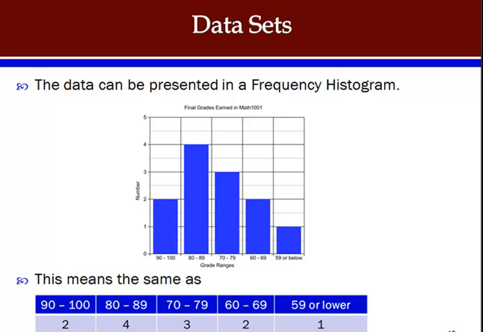So this histogram means exactly the same as this table representation of the data, where you see 90 to 100, there are 2 scores, and when you look at the bar in the histogram from 90 to 100, the frequency is 2. From 80 to 89, the frequency is 4. 70 to 79, it's 3. 60 to 69, 2. And only 1 grade, 59 or lower. So what you see here is the same data set represented in 2 different visual formats.